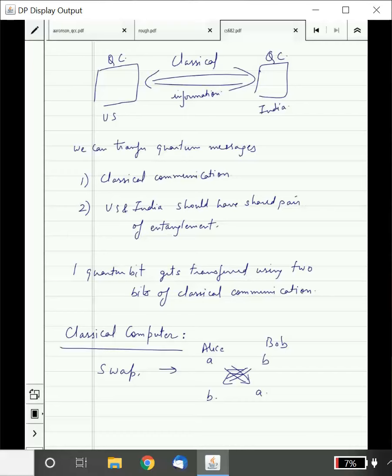This is very easy. You would have a temporary register, and what you would do is that you would put the value of A in temp, then you would assign B to A, and then you will assign temp to B. This is the standard way of swapping 2 bits. This seems very easy in the classical setting.